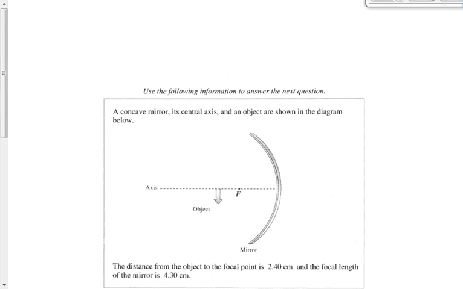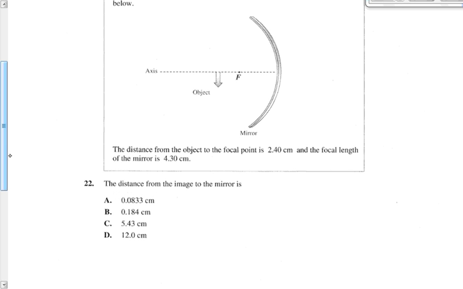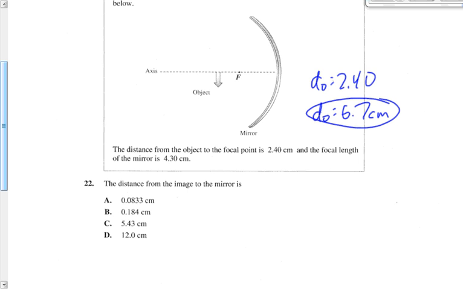Where do you think my mistake was? I was careless. It tells me the distance from the focal point to the object is 2.4 centimeters. I made that my object distance. I said DO is 2.4. It's not. DO is 2.4 plus 4.3. It's going to be 6.7 centimeters. Does that make sense? It tells me this is 2.4, tells me this is 4.3. The total object distance is 6.7 centimeters.